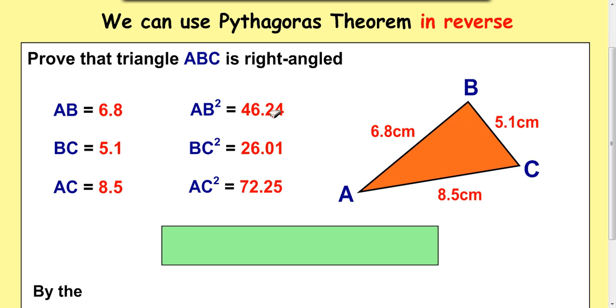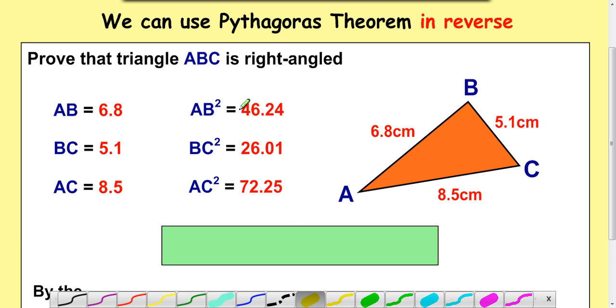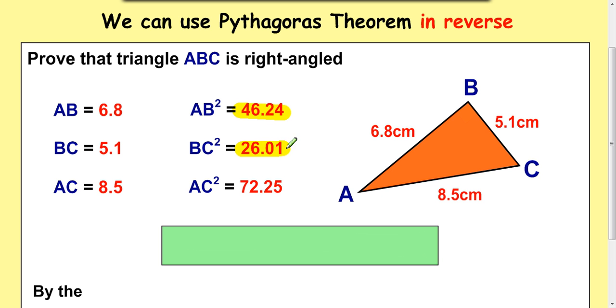So we're nearly there. Basically, if you can show that when you add this here and this here, you get this one below, then you've proven it's a right angle. AB squared plus BC squared is equal to AC squared, AC being the longest side on the triangle, so that's your hypotenuse.